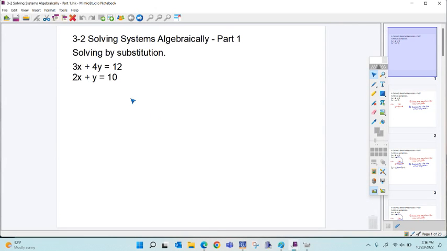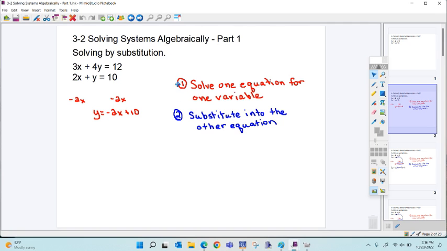Yeah, okay. All right, so solving by substitution. Since we're going to solve for x and y, we solve for a single variable and substitute it into the other one. The other method we're going to be dealing with is elimination, but we start with substitution. So our steps are, number one, solve one equation for one variable. For example, if I'm going to solve 2x plus y equals 10 for y, all I have to do is take away the 2x. That's our first step.